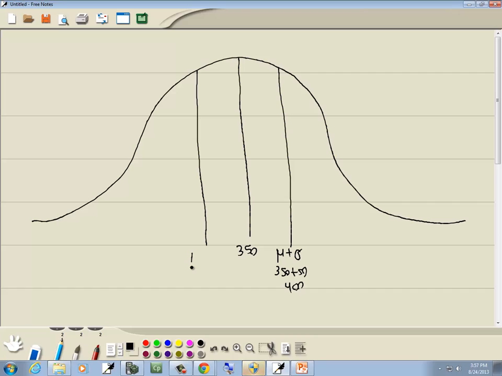Now this one will be mean minus 1 standard deviation. So this will be 350 minus 50. So this will be 300. And you see how this went from 350 to 400? Once you see that pattern, then you'll have the rest of them. So 350 to 400, then this will be 450, because I'm adding 50 over and over. This one will be 500.